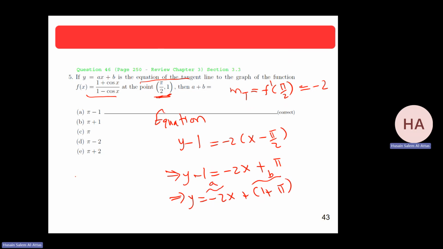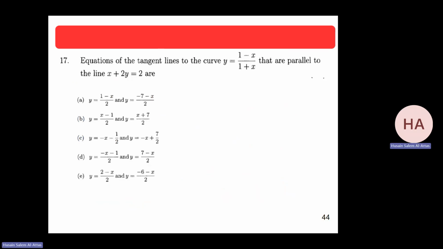What do I want? I want a plus b. A plus b will be what? Minus 2 plus 1 plus pi, which is pi minus 1. This is the answer. Next, the equation of the tangent line that is parallel to this line.